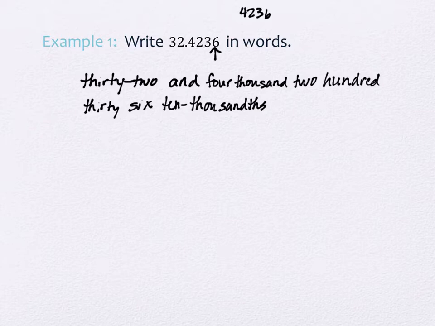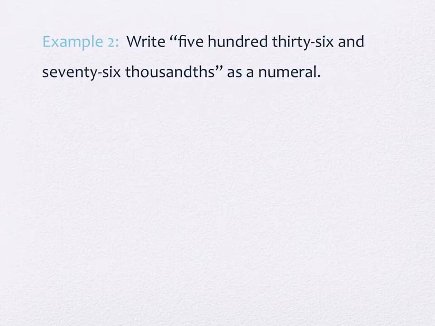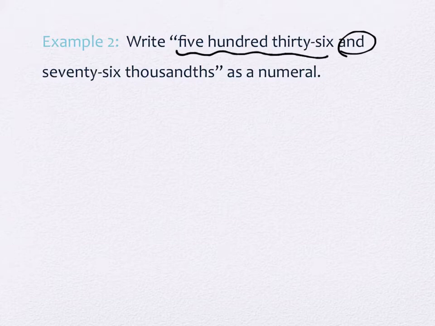Okay, we're going to do it the other direction now. We're going to take a word or phrase, and we're going to write it in the symbols, the numbers, instead. It says write 536 and 76 thousandths as a numeral. So once we get that and, that's our decimal point. The first piece right here says 536. What does that look like?